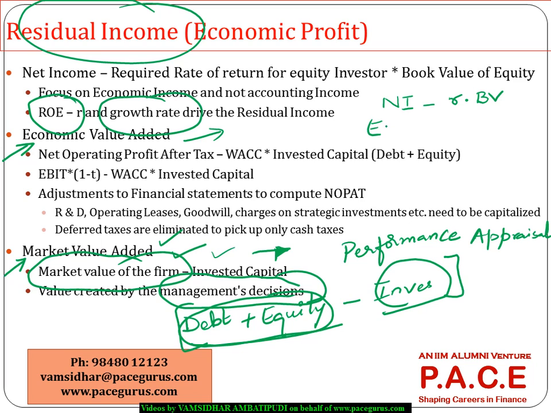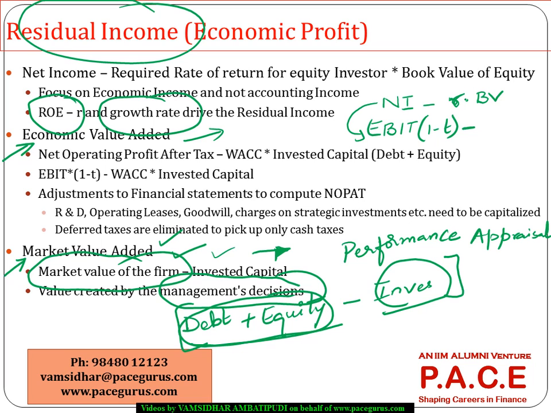So instead of NI, I will be taking EBIT times (1 minus T), because EBIT times (1 minus T) is the profit which is generated for both debt as well as equity investors, which is the equivalent of net income when I am taking it at the firm level.